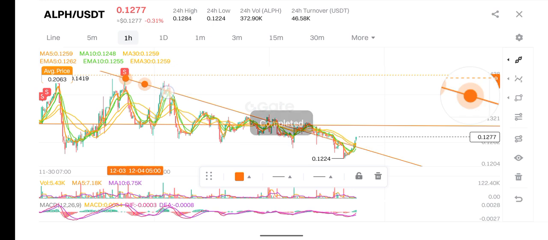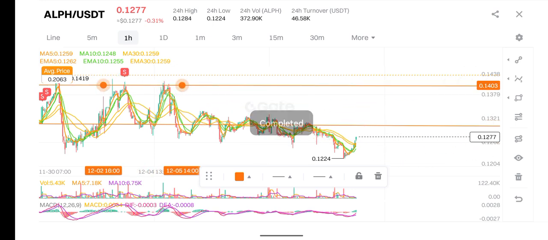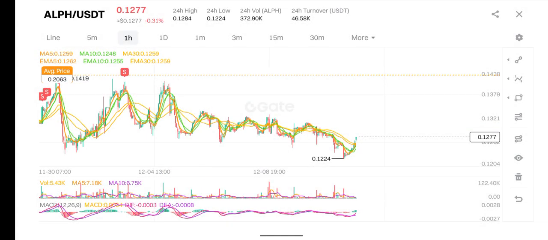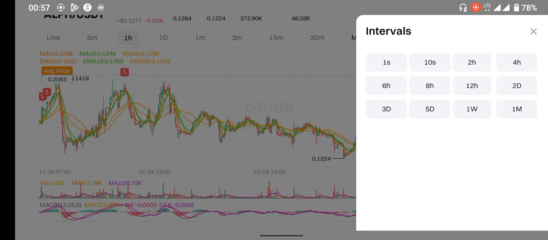Currently we have 0.1403. That's another strong resistance point, so we should bear this in mind. Let's delete this and head to a higher time frame. So we have the 4 hours time frame.